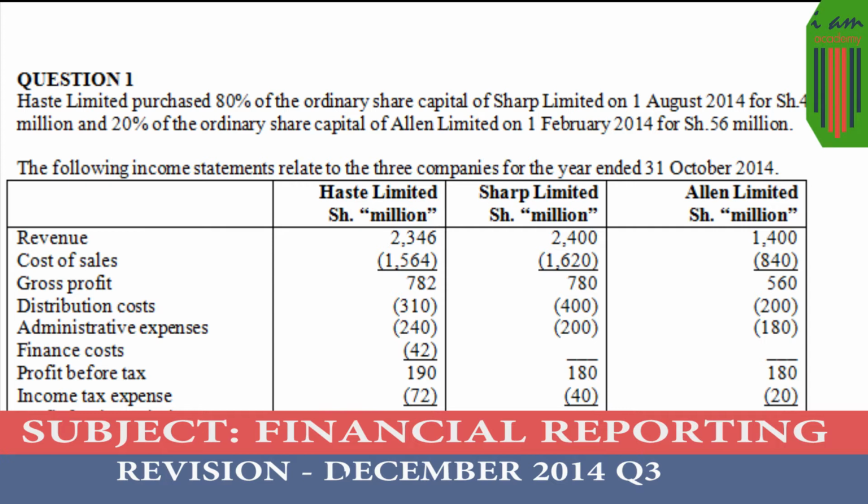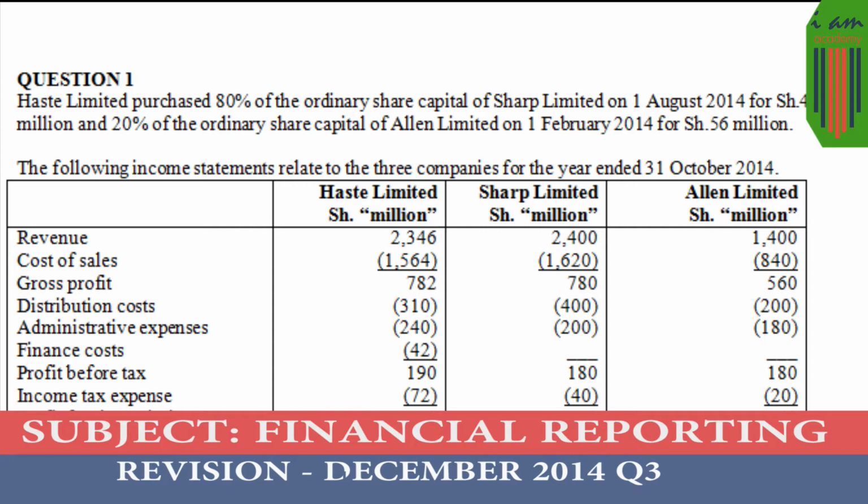Required A. Consolidated statement of comprehensive income for the year ended 31st October 2014. B. Extract of the retained profits portion of the statement of changes in equity for the year ended 31st October 2014. C. Computation of goodwill arising from acquisition of Sharp Limited and Allen Limited.